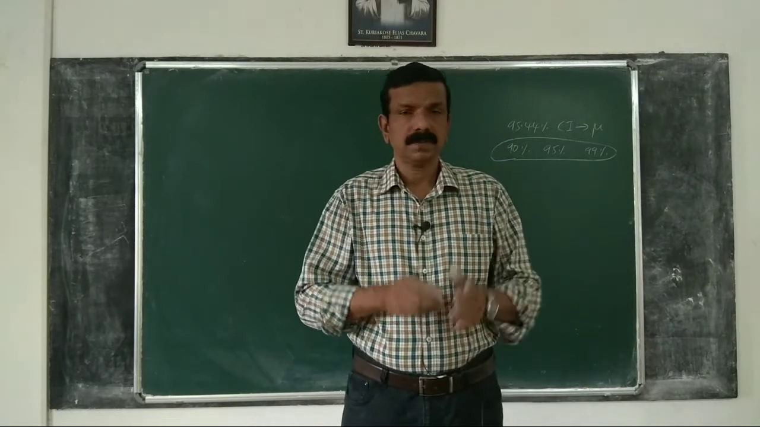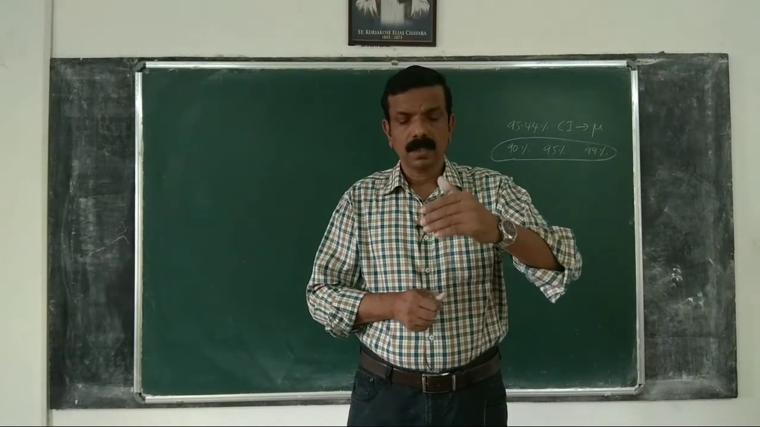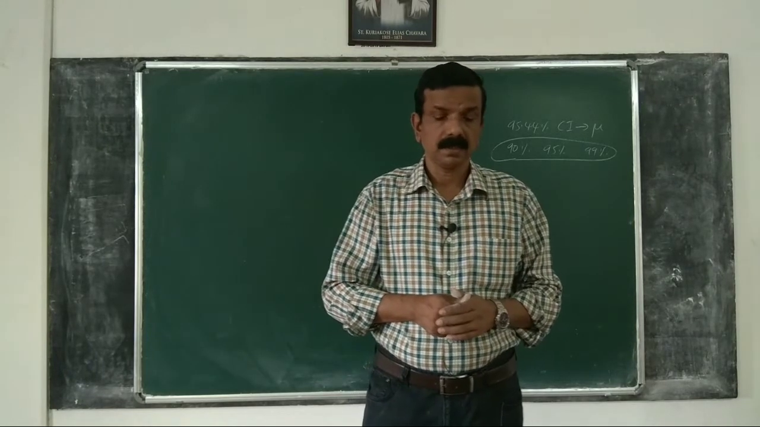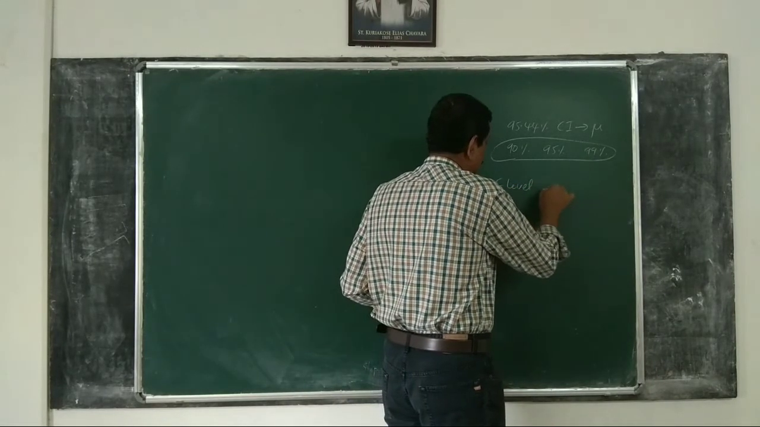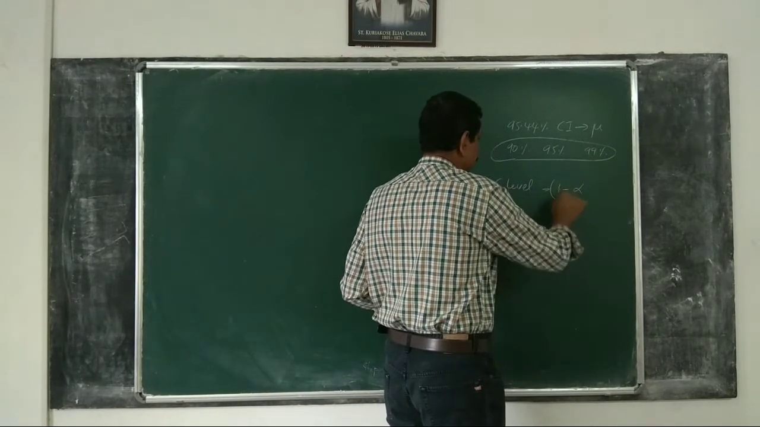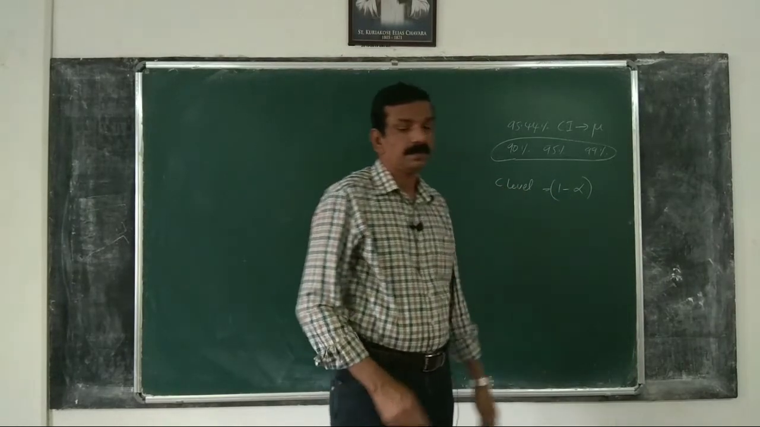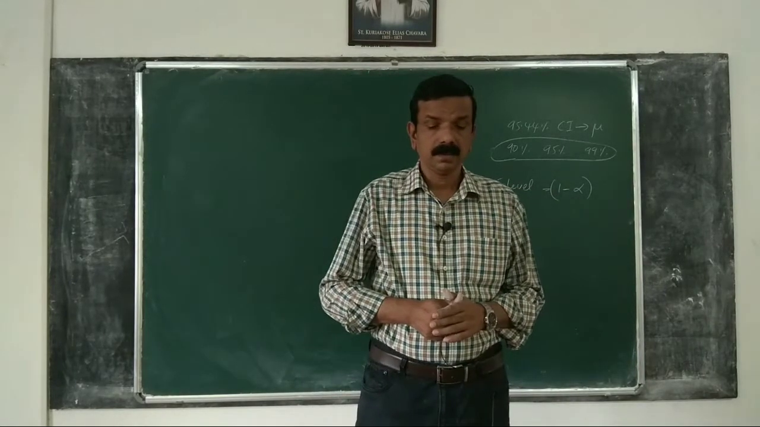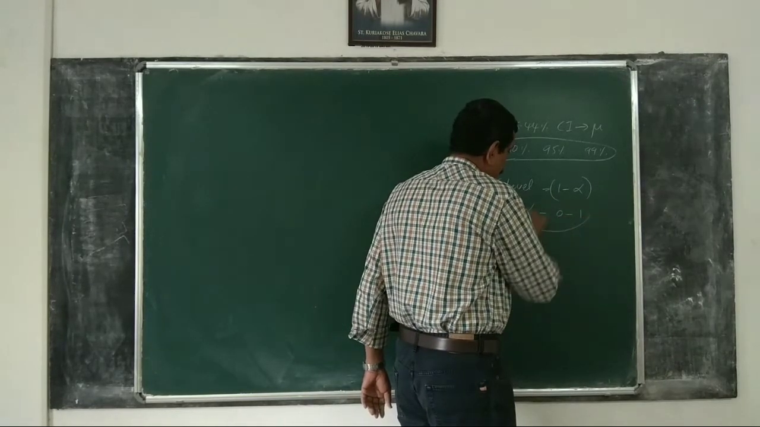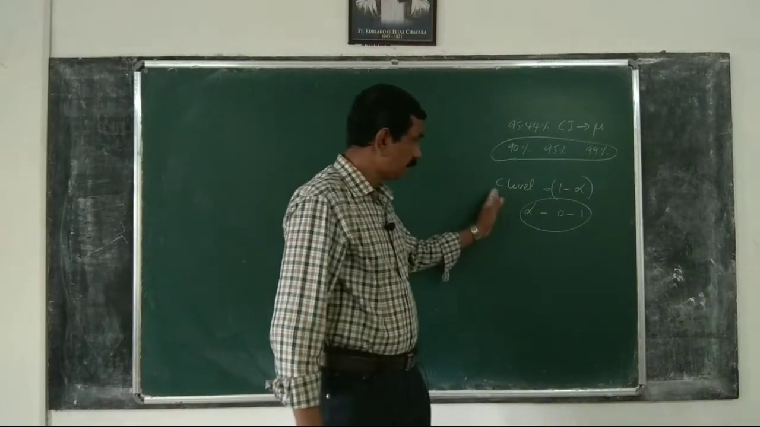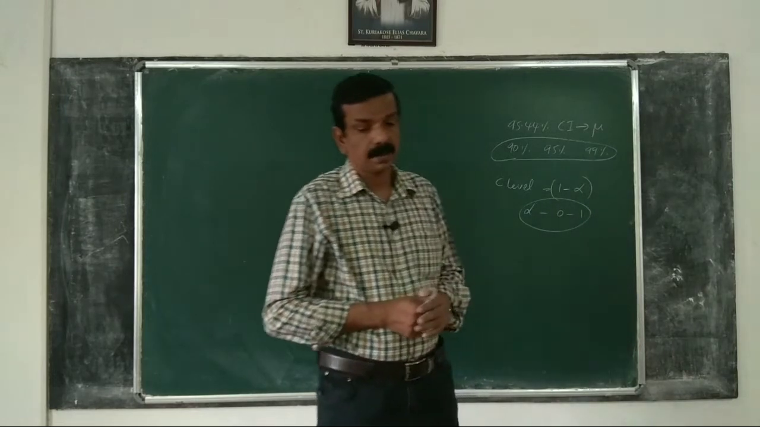Now, the first concept is, we want to write confidence level in the form of 1 minus alpha, where alpha is a number between 0 and 1. We write confidence level as 1 minus alpha. Alpha is a number between 0 and 1.